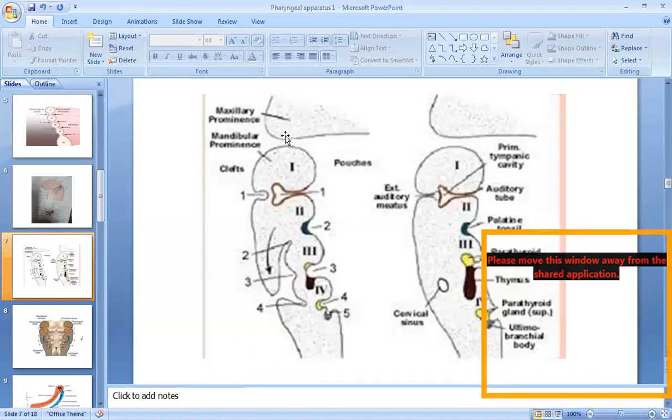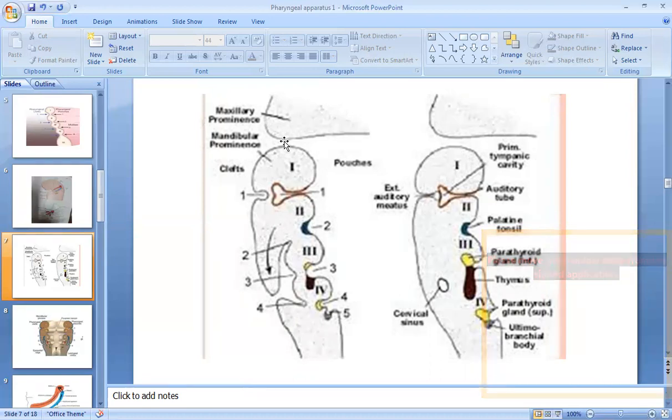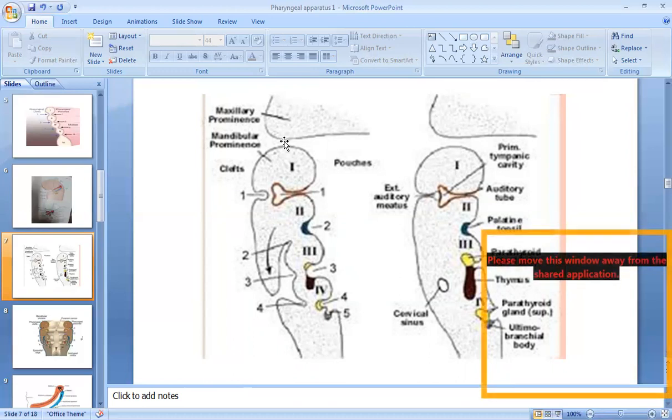Again, you can see in this diagram, if you remember from the development of the face, I told you that the first pharyngeal arch has 2 components, the dorsal and the ventral. The dorsal is called the maxillary process and the ventral is called the mandibular process. The premaxilla, the maxilla, the zygoma, and part of the temporal bone are formed from the maxillary prominence. The mandible is formed by the mandibular prominence. You will remember these things.